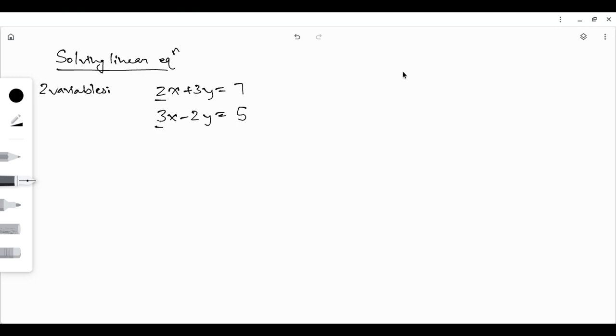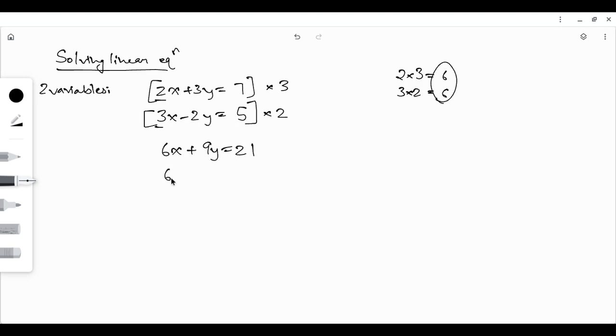I noticed that there's a 2x here and there's a 3 here. So what I think is, well, if I multiply 2 by 3, I get 6, and I multiply 3 by 2, I get 6. So the goal is to have the same number. You multiply this whole equation by 3 and this whole equation by 2. Again, you have to multiply everything in order to preserve the equality. When I do that, I get 6x plus 9y equals 21, and I get 6x minus 4y equals 10.